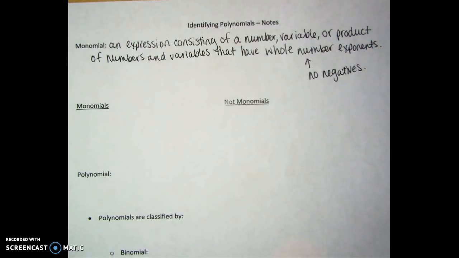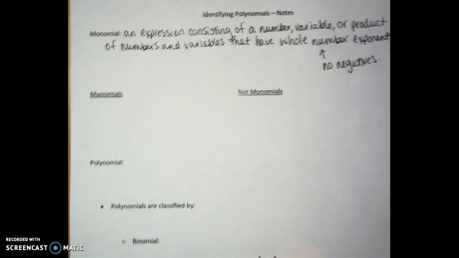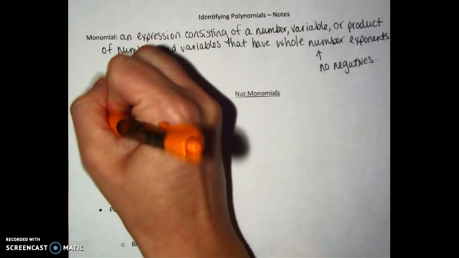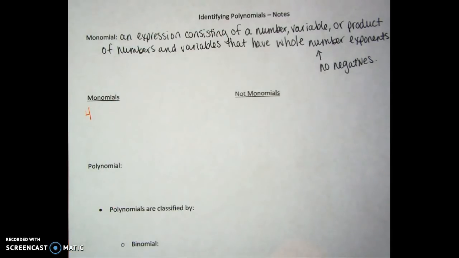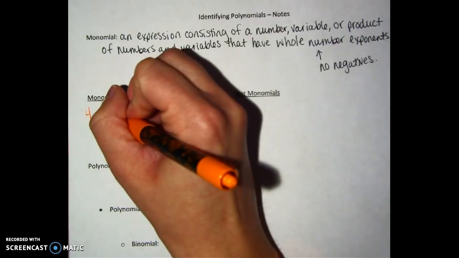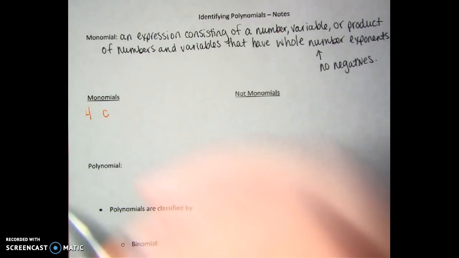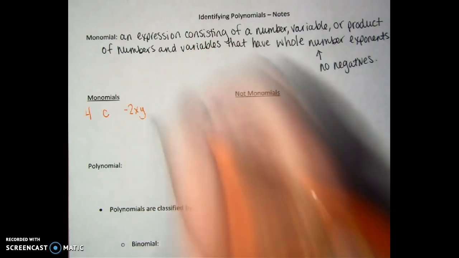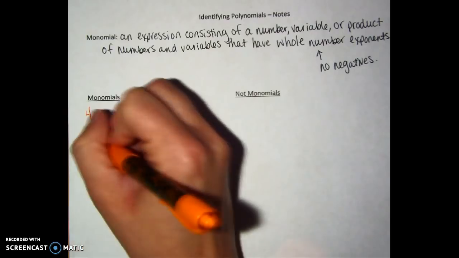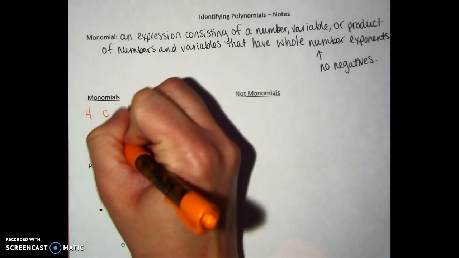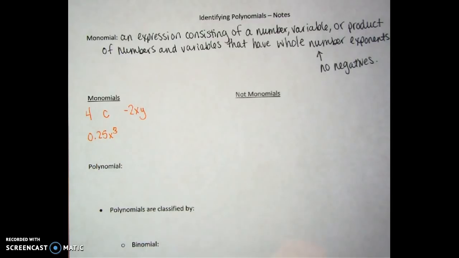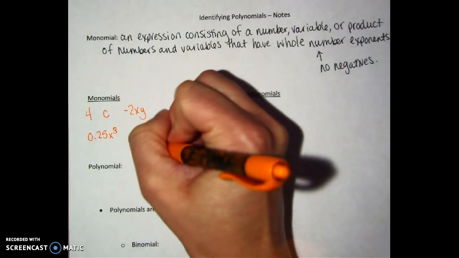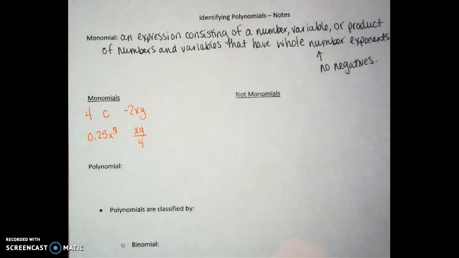Okay, so let's look at some examples of what monomials look like. This could just be a number like 4. It could be a variable like c. It could be something like negative 2xy. It could be 0.25x to the third. Or it could even be xy over 4. Those are all versions of monomials.